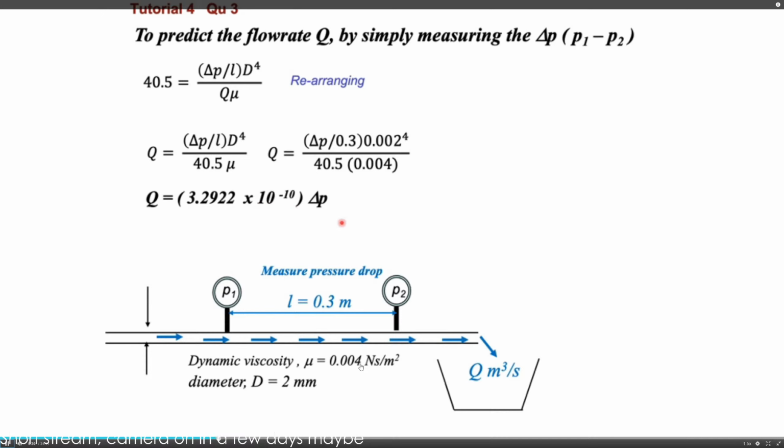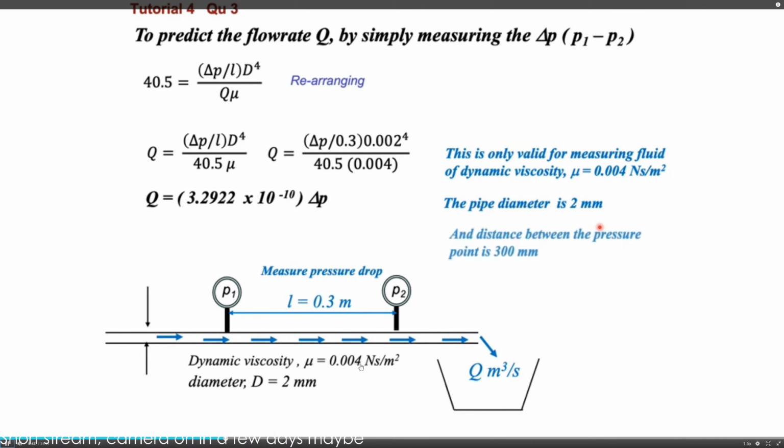So if you substitute the value of the pressure drop for this arrangement, you can find the flow rate. Now, take note that this is only valid for now when you have a viscosity of 0.04, the pipe diameter is 2 millimeter, and the distance apart is 300 meter, because from this experimental setup, you develop this empirical equation.